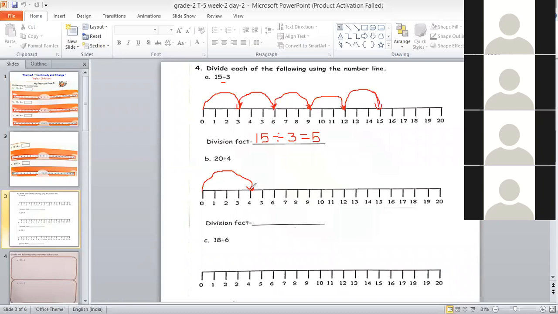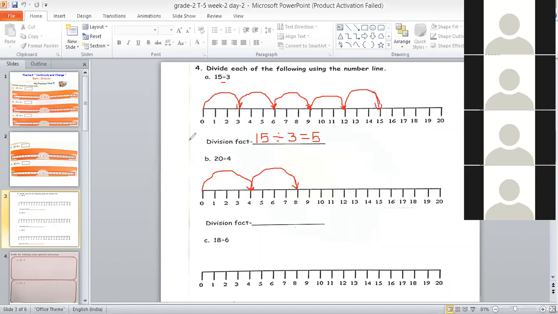Yes, ma'am. After 4, what will be the next number, Kartika? Count forward. 8. Very good. The next number will be 8. That's correct.